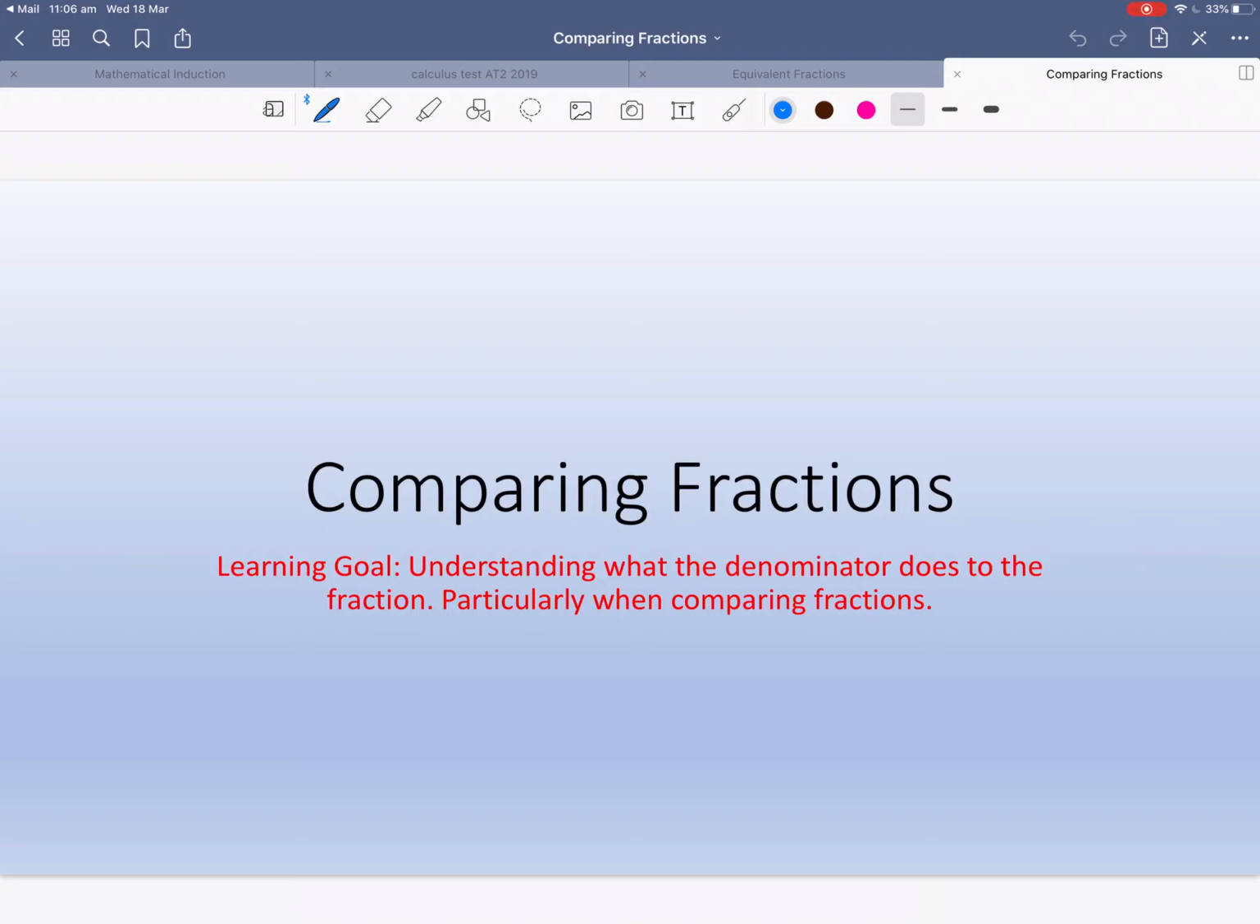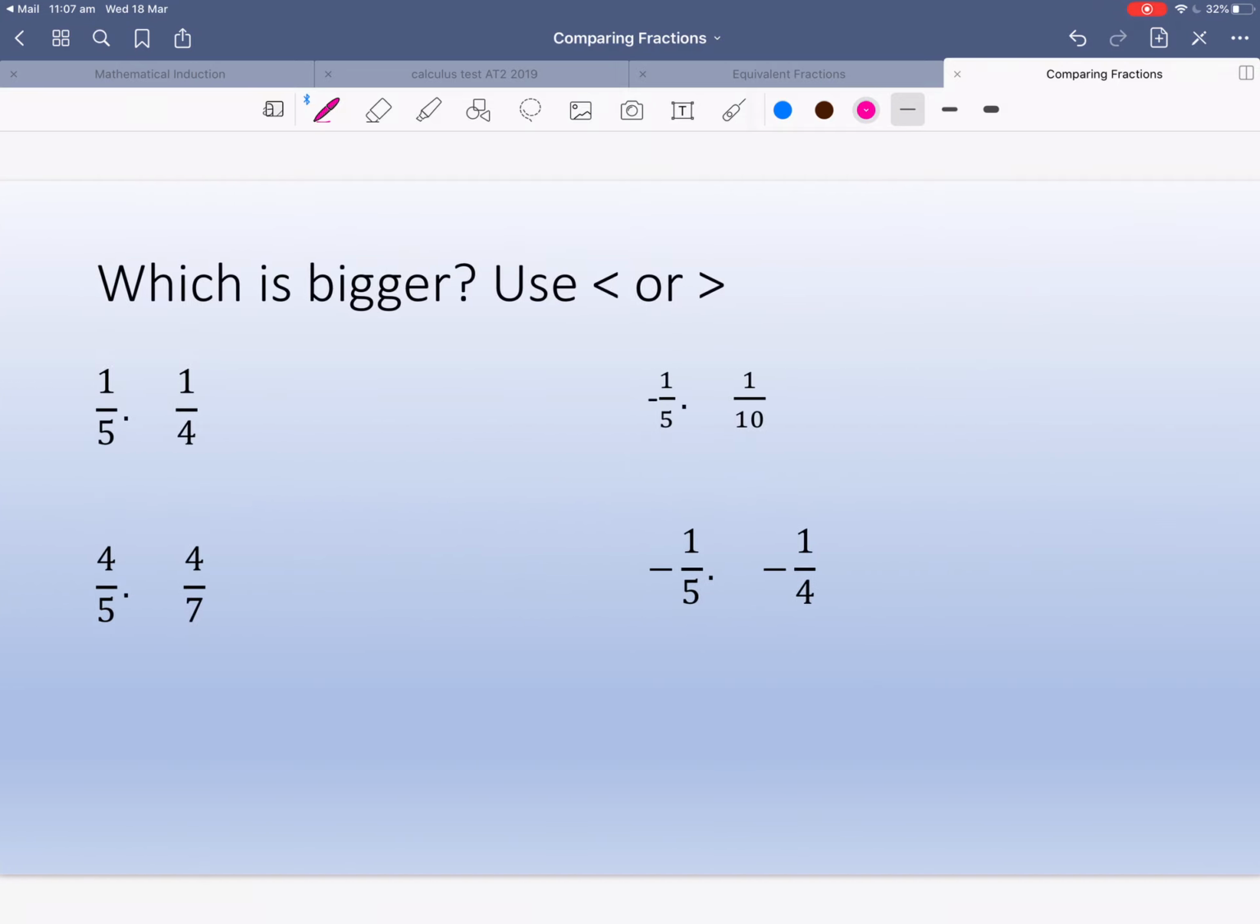This lesson, we're going to be comparing different types of fractions. We're going to understand what the denominator does to the fraction, particularly when we're comparing fractions. Remember, this is video, so you can just pause it and write this down: title, learning goal, and the date when you're completing this. Let's go.